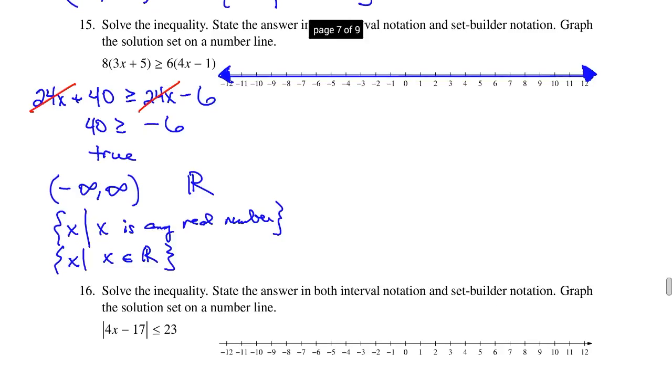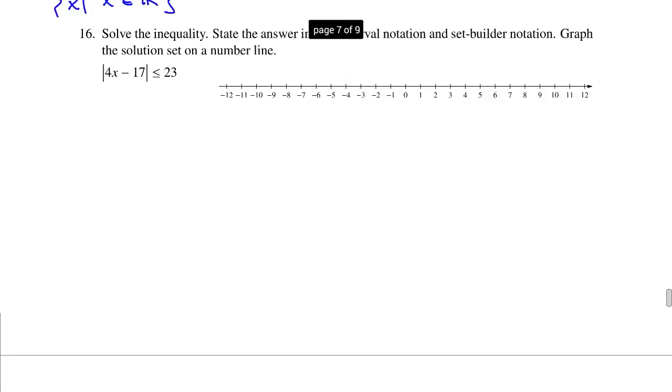Alright. Let's look at 16. Solve the inequality. So this is one with absolute value, so you need to open it up. This is what I call opening the gate. All right. So -23 is less than or equal to 4x minus 17 is less than or equal to 23.